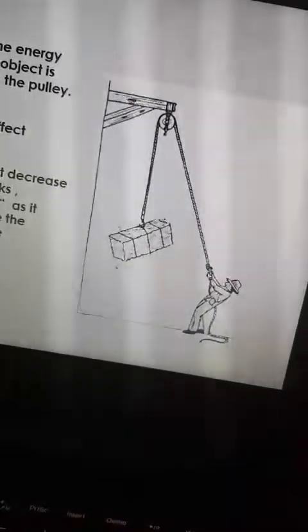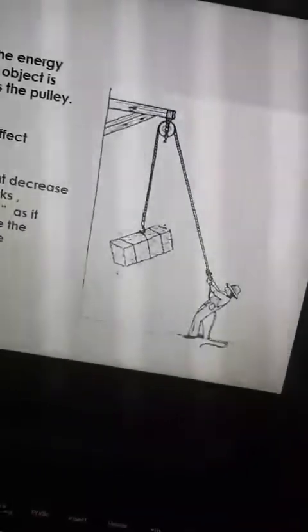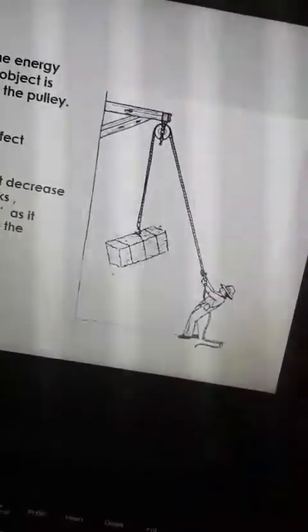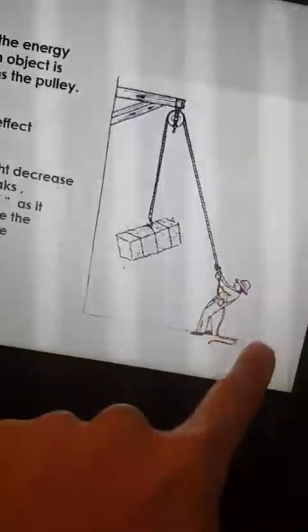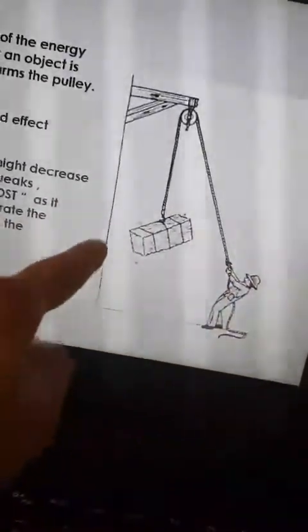Now, before we said that machines don't change the amount of work. That's true. So if here it's 10 joules of work, here 10 joules of work. 5 joules, 5 joules. But in real life, what do we have? We have friction. Friction causes what? When two objects are in contact, what happens? Heat. And heat is a type of energy. So, because of friction, we have heat.